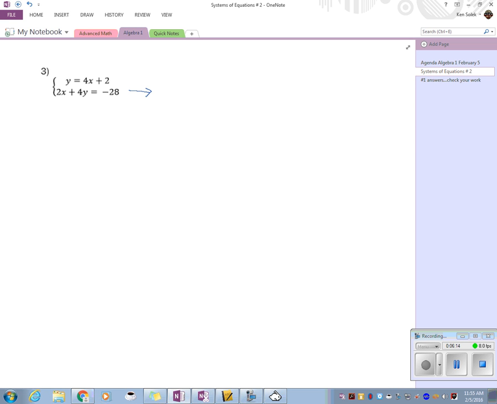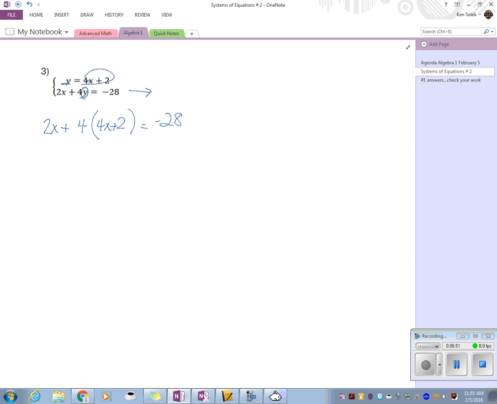So, y is equal to 4x plus 2. So in place of y, I'm going to write 4x plus 2. So 2x plus 4 times y, 4x plus 2, equals negative 28. So you see, I don't have to solve for y. Some people think this is easier than graphing it. So pause the video and see if you can solve here for x.